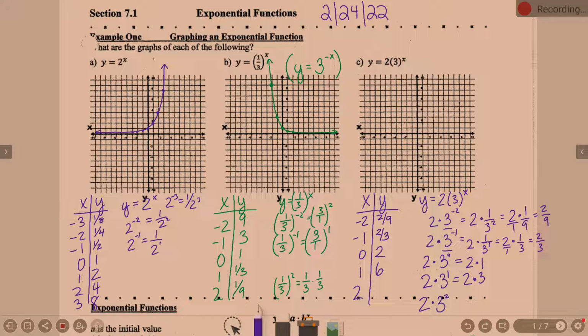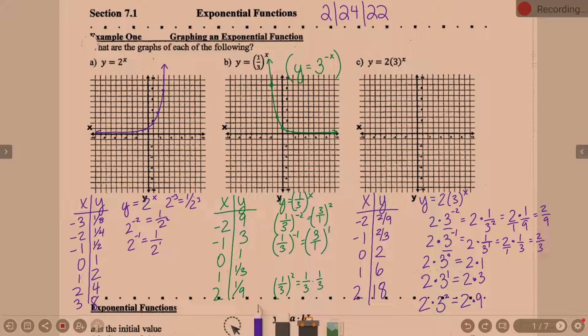Two times 3 to the second. 3 to the second is 9. 2 times 9 is 18. Yes, you have to graph 18. I just think if we'd gone all the way up to 3, you'd be going way bigger. So I tried to keep it reasonable.